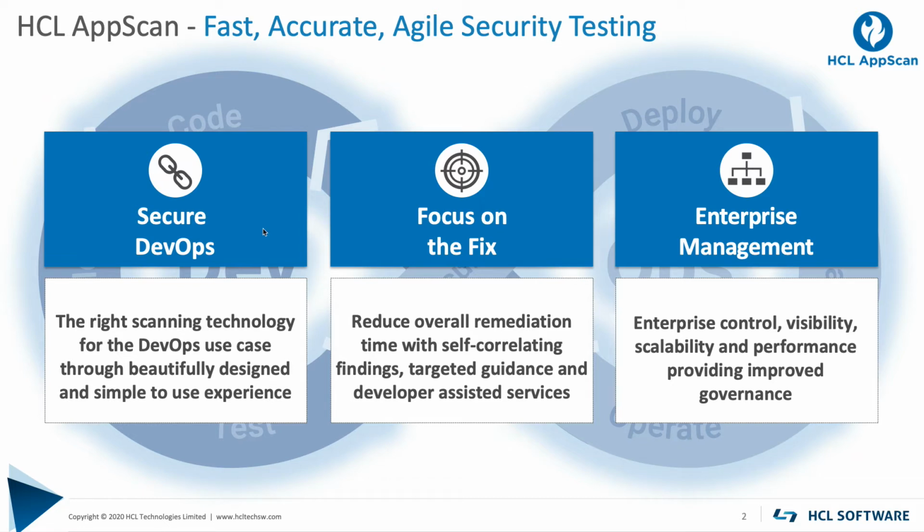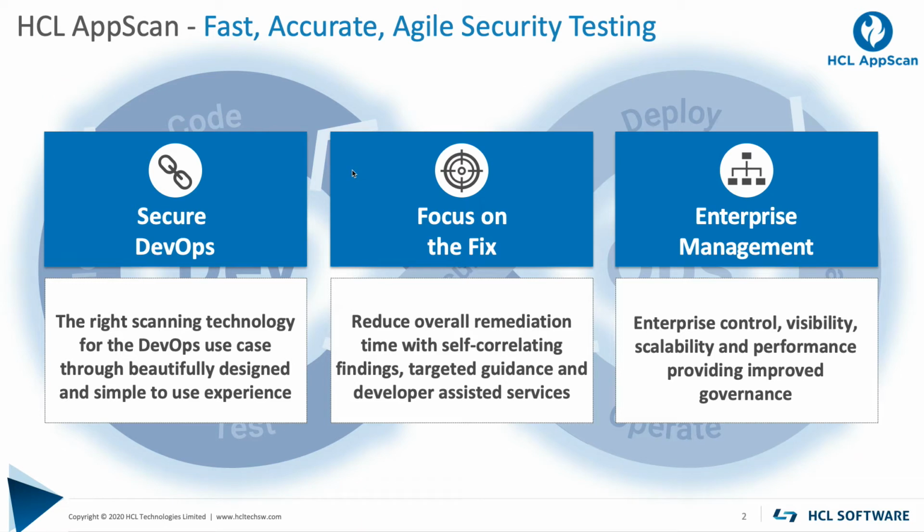The second one is focus on the fix. We want to reduce the overall remediation time for your developers. At the end, running scans won't make you more secure. We want to make sure that we power the developers with everything they need in order to fix the problem. So it starts with self-correlating findings, which is something that is not yet available on-prem. We're working on it, and if you're following this channel, you've heard about it in the past. It's also with the targeted guidance that both Florin and Billy mentioned, which Billy will show later, and some developer-assisted services, which I showed with Kathleen a few weeks ago.